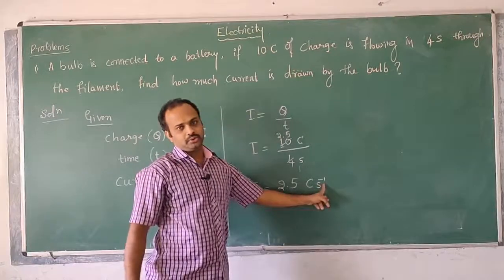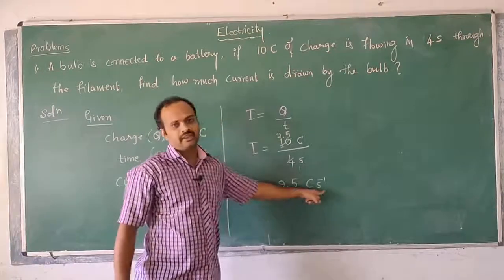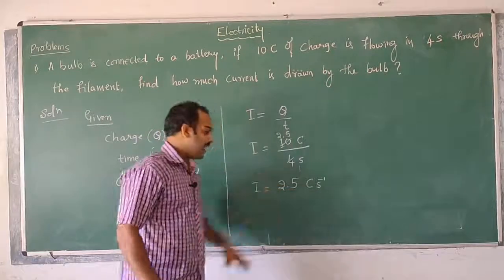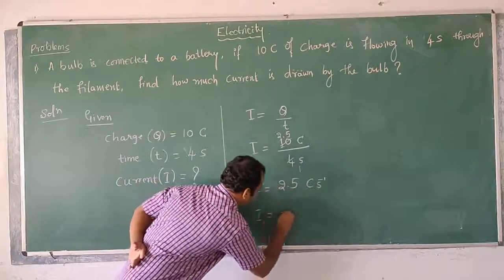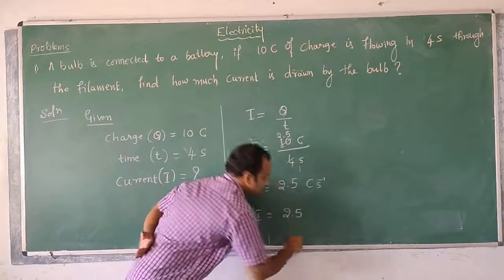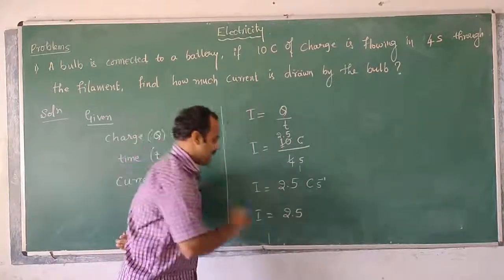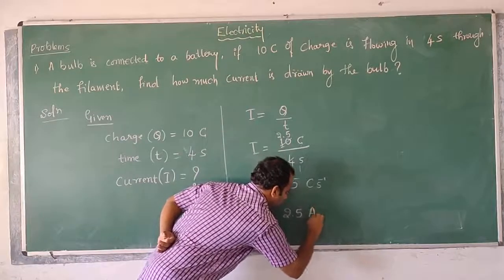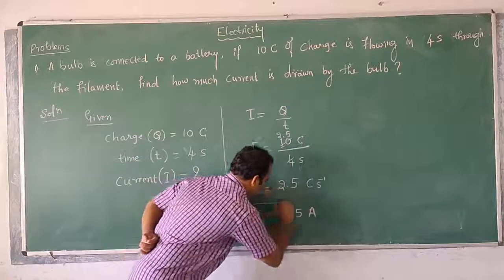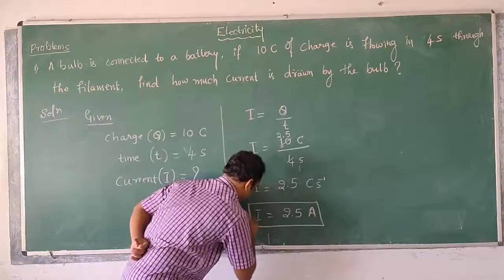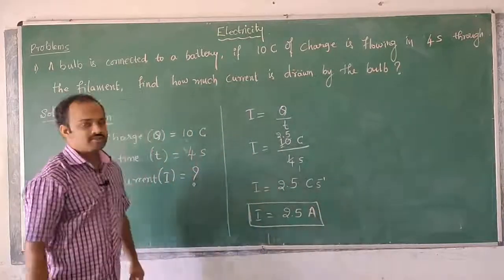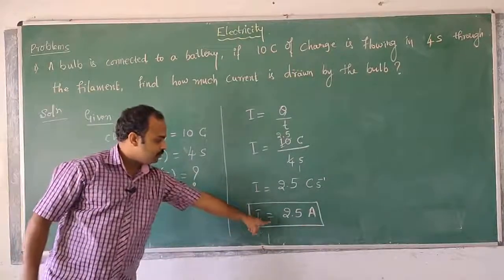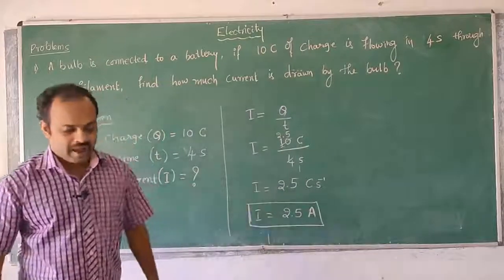Per second. Okay, this is also one of the SI units of current: coulomb per second. What is the standard SI unit? That is ampere. I is equal to 2.5 ampere. How much current is drawn by the bulb? The current drawn by the bulb is I equal to 2.5 ampere.